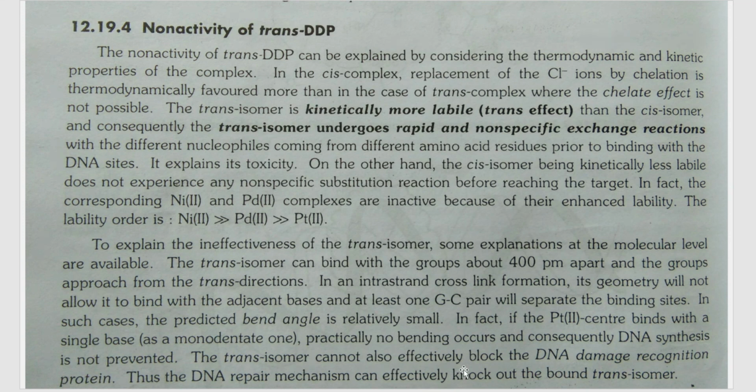The third reason is that the trans isomer cannot block the damage recognition protein. You know that cis will first block the DNA damage recognition protein, so that the damage is not repaired. But trans cannot effectively block the DNA damage repair protein. Hence, if it cannot block, what happens? The damage will be repaired. Whatever damage is done will be repaired, and DNA replication will start again. But cis can block it effectively, so damage repair will not take place. That's why trans is not used and cis is preferred.